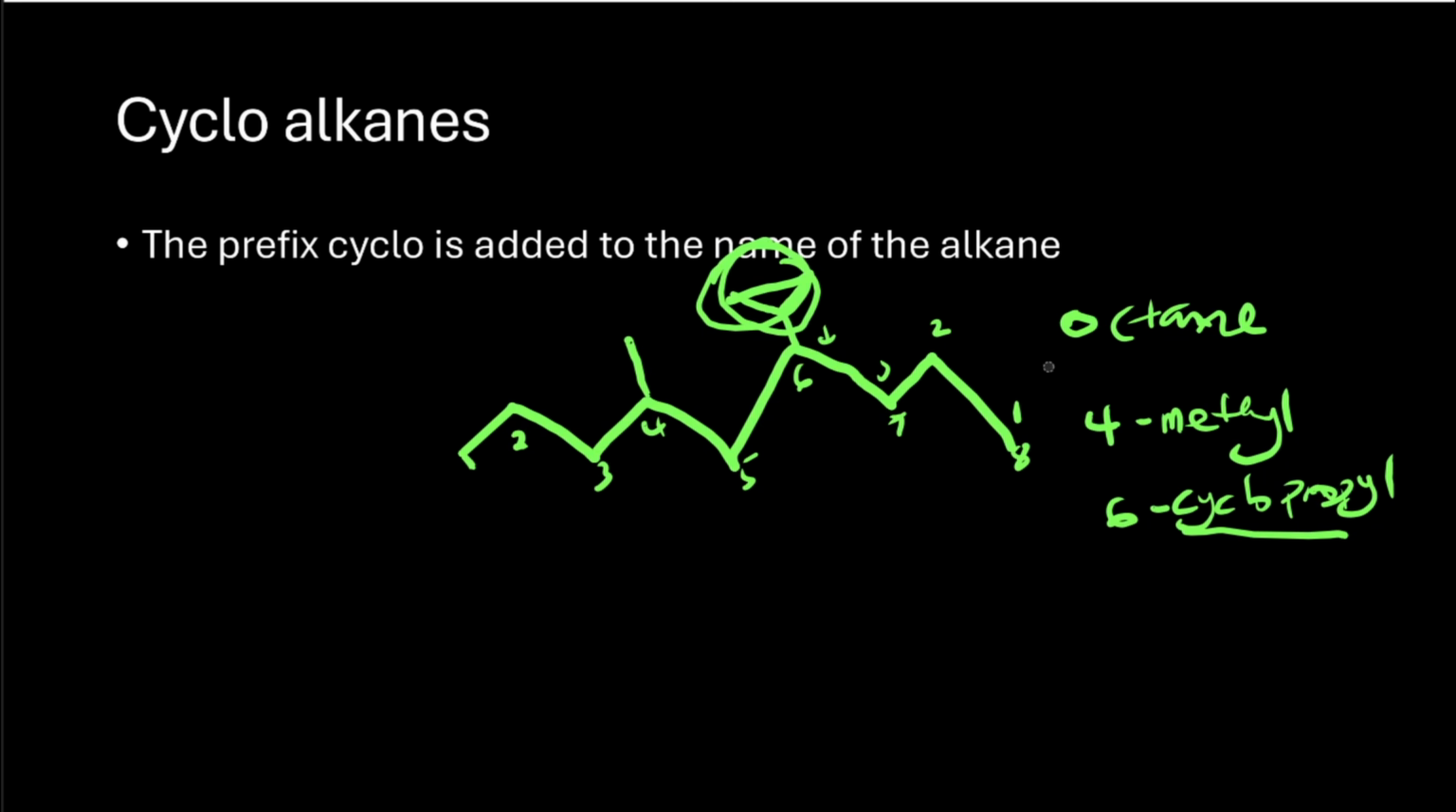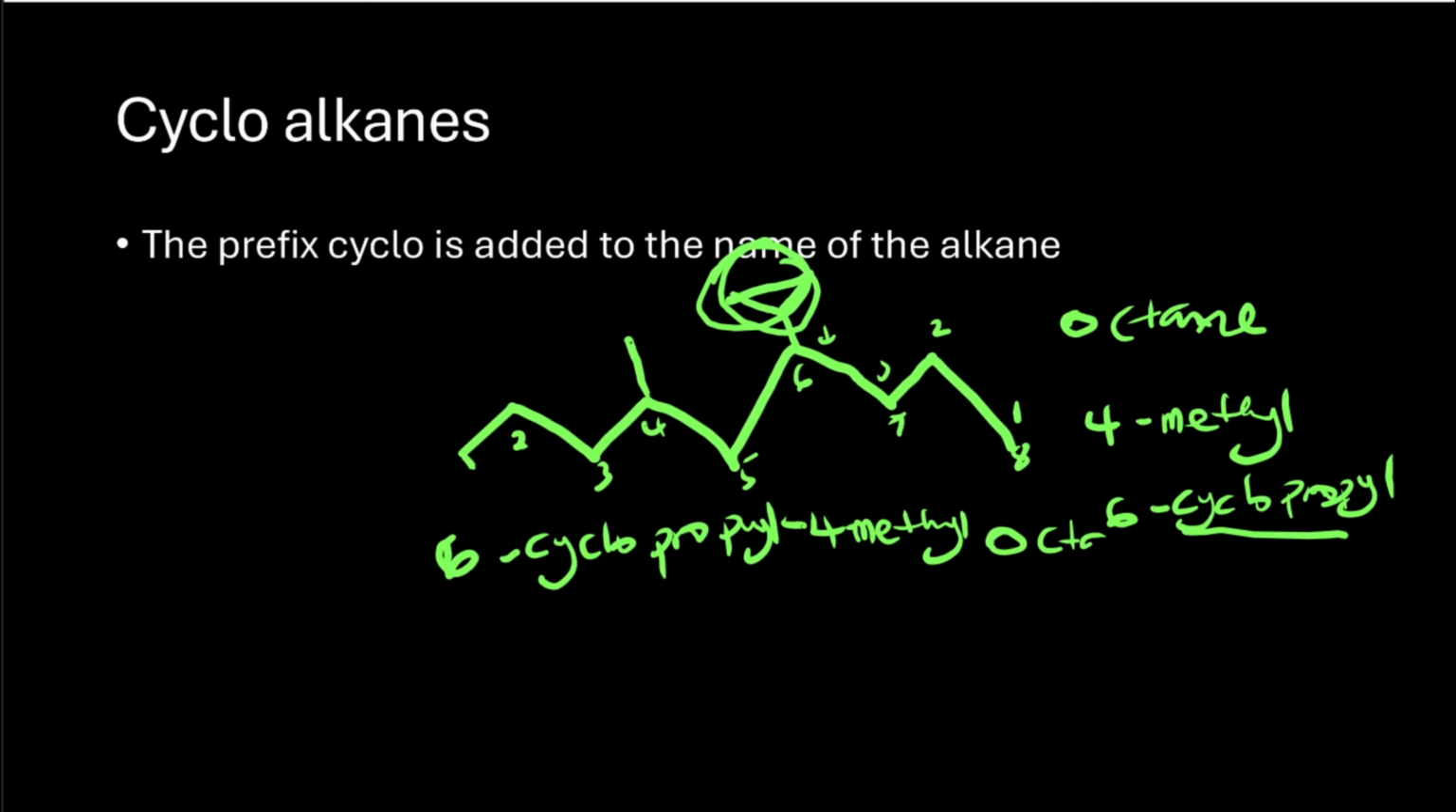So this cyclopropyl indicates our propyl group here is a cyclic propyl or cyclic alkyl group. So in naming this particular alkane, we have 6-cyclopropyl, and then 4-methyl, and then the name of the longest chain giving us octane. So the name of this particular alkane is 6-cyclopropyl-4-methyloctane.